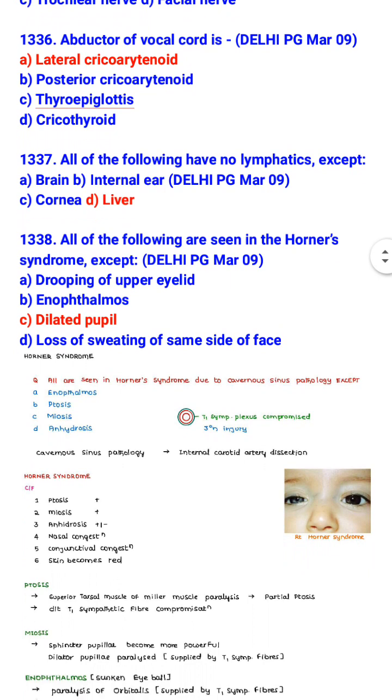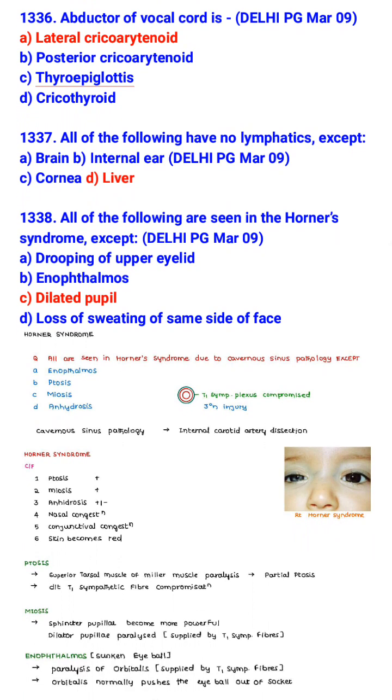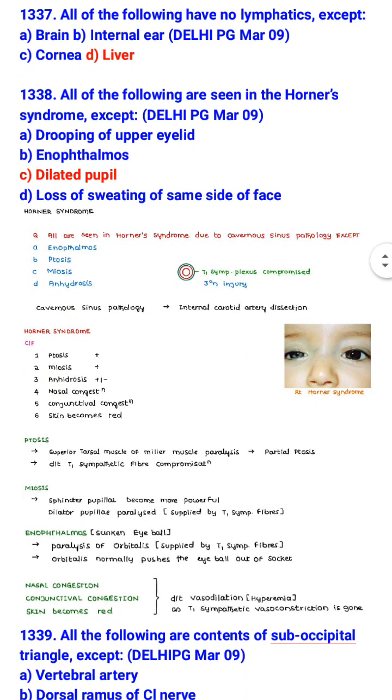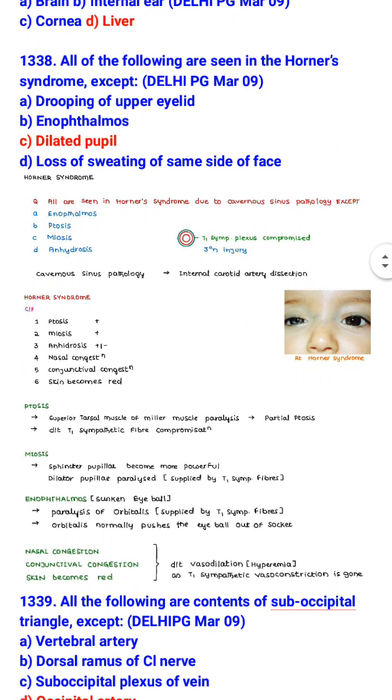All of the following are seen in Horner syndrome except dilated pupil. So what is seen in Horner syndrome? Drooping of upper eyelid, enophthalmos, and loss of sweating on the same side of the face, that is ptosis, enophthalmos, and anhidrosis.